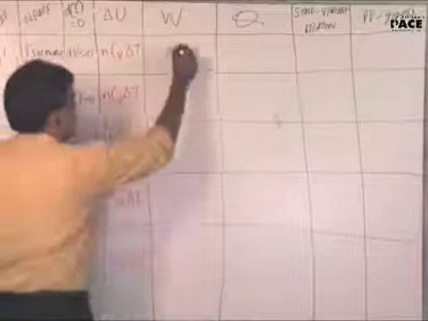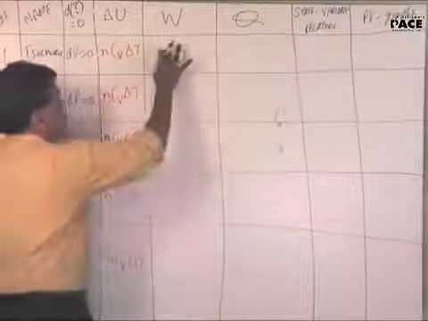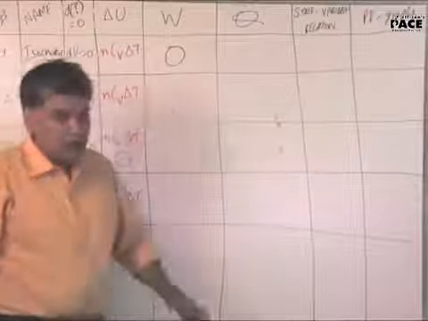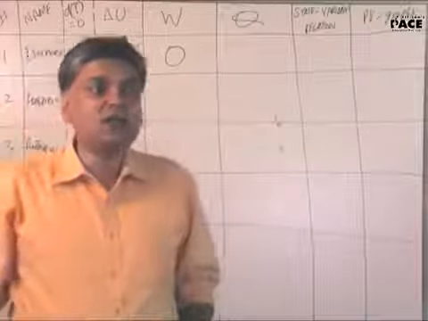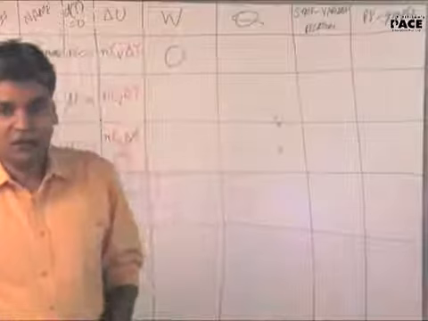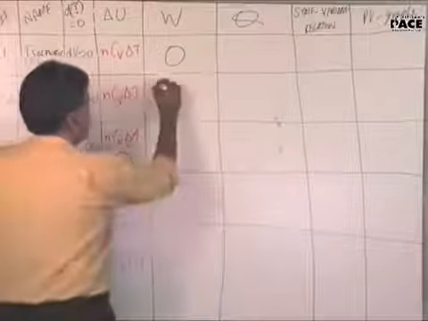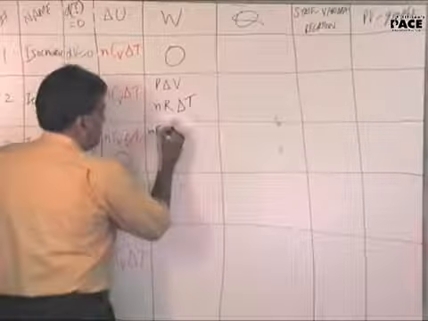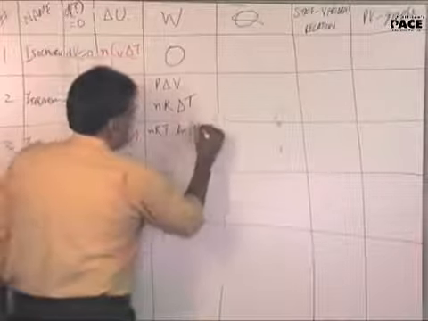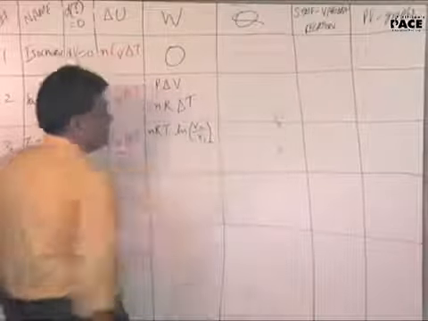0. No change in volume, so work done will be 0. That's right. Isobaric, what was the work done? Rather give me two formulae. Yes, P delta V and nR delta T. That's right, P delta V or nR delta T. These are the formulae we have got for isobaric process, work done. Then isothermal process. nRT log V2 by V1.